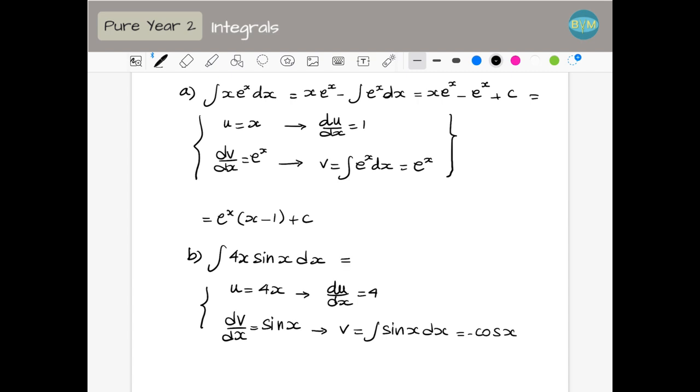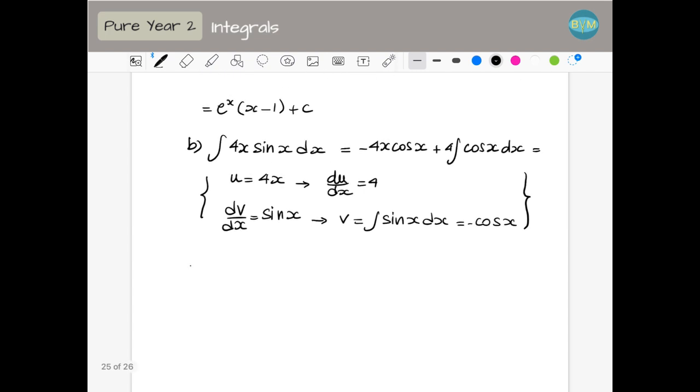And I substitute. I have uv is going to be 4x times minus cos, so minus 4x cos x, minus integral of v. V is negative, so this minus is becoming plus, plus cos x, and du dx is 4. I can write the 4 outside if I want, and then dx. So 4 dx, and I integrate that easily. So I have minus 4x cos x plus 4 sine x plus c.